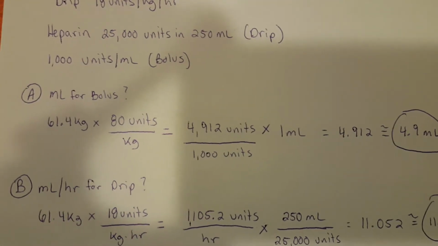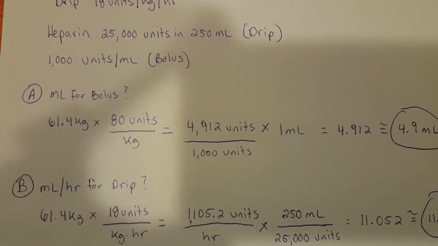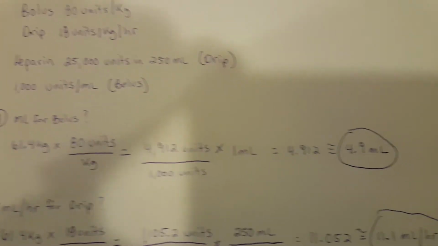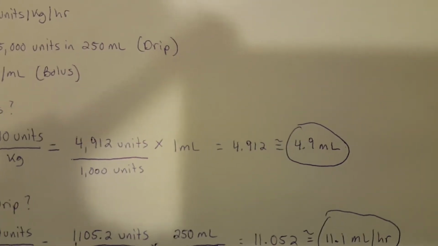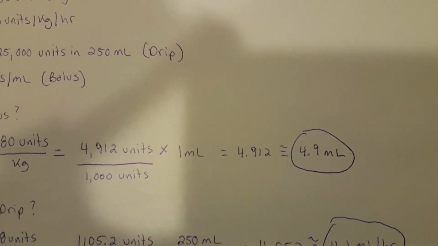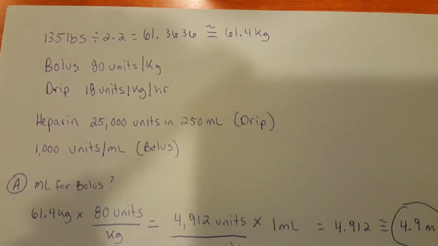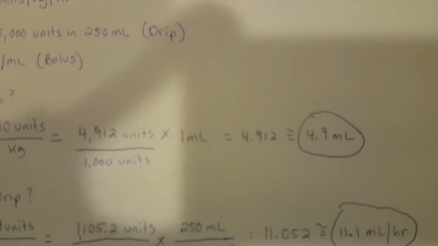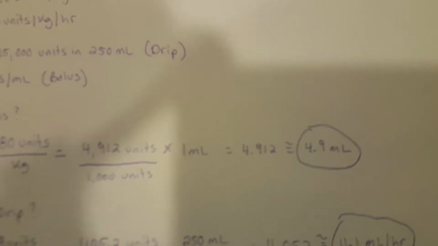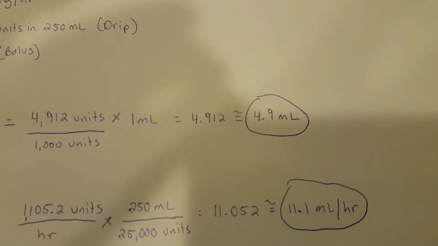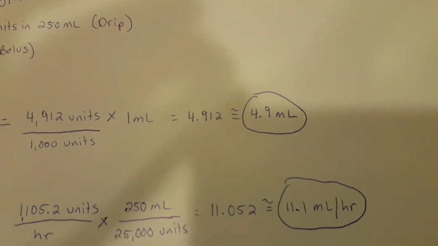We're going to take our patient's weight in kilograms, 61.4 kilograms, times the 80 units, because that's what the bolus was, and that'll give us 4,912 units. However, we don't want units. The question said how many milliliters of bolus, and that's where we go back to our bolus dosage strength of 1,000 units per milliliter. So 4,912 units divided by 1,000 units times 1 milliliter, and we get 4.912, which is approximately 4.9 milliliters, rounded to the nearest tenth.